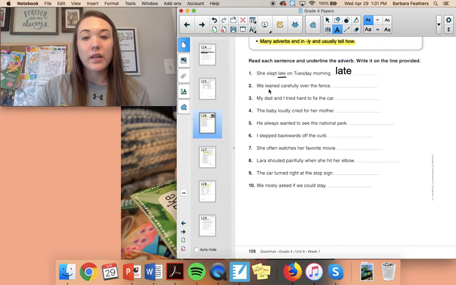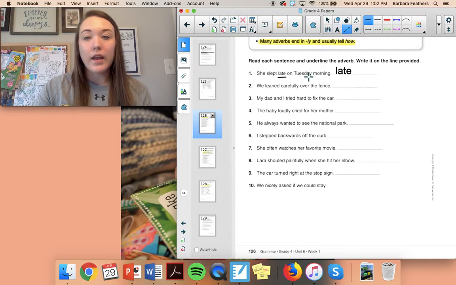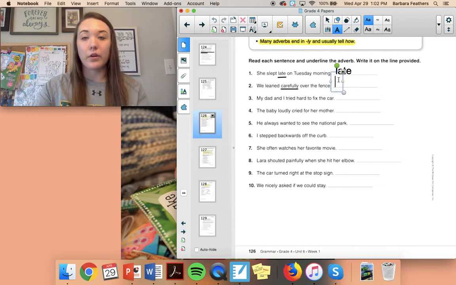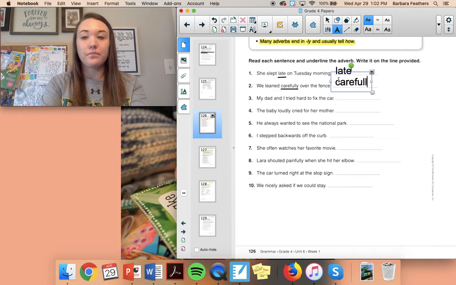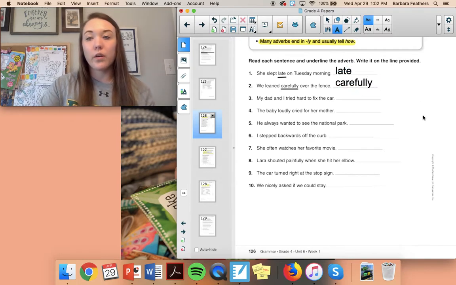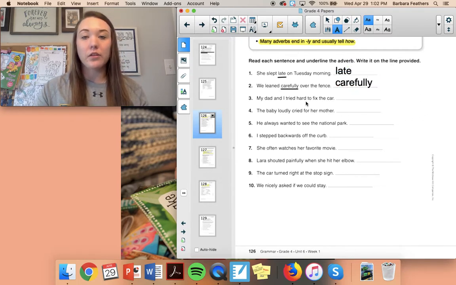Number two says, we leaned carefully over the fence. Leaned is my verb, my action, so I look before and after, and carefully tells me how we leaned over the fence. It is my adverb in this sentence. You will complete this page with the same directions for 3 through 10.